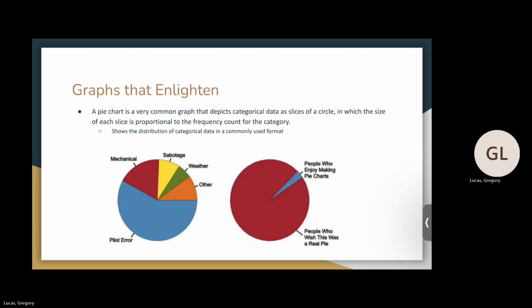Okay. A commonly used graph is a pie chart. It's a very common graph that depicts categorical data. So we've made a little bit of a switch here on these last two. These are used for categorical data, not quantitative data, in which the size of each slice is proportional to the frequency. So I took the same data in the left one, made it into a pie chart. This one's a little bit easier to read. You can see most of the pie is because of pilot error. So it shows the distribution, and this is quite common. I'm sure we've seen pie charts before.